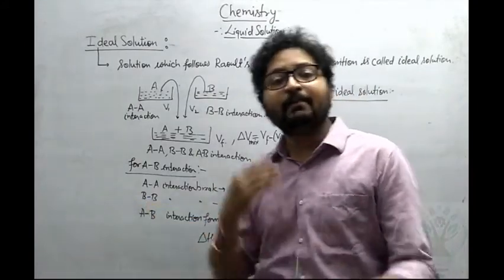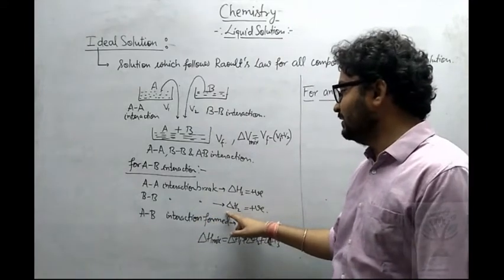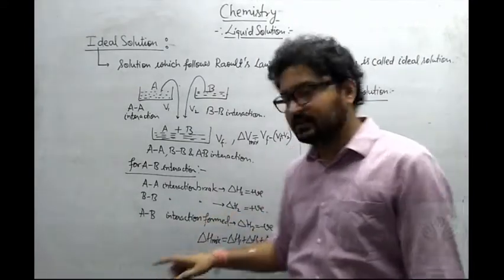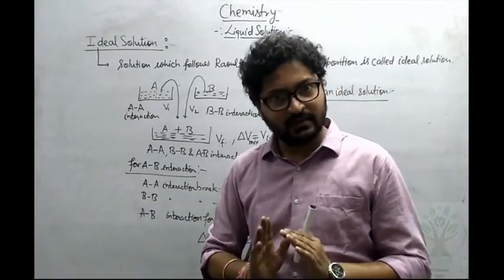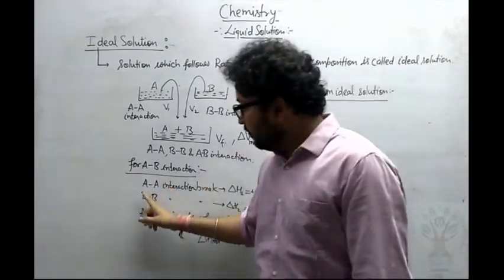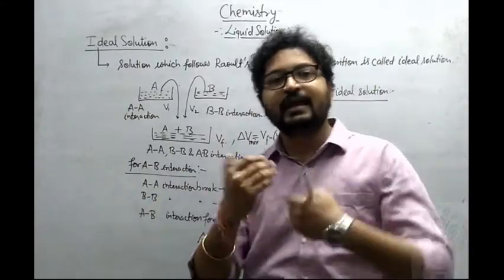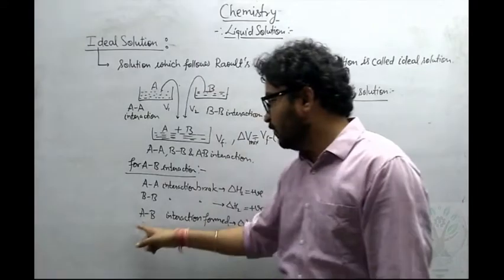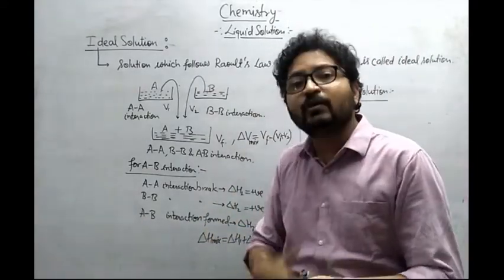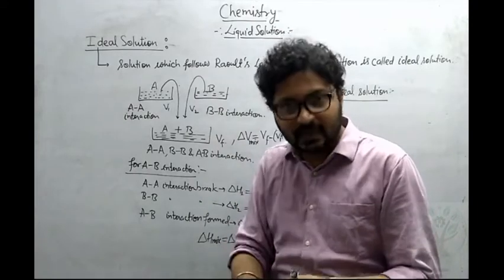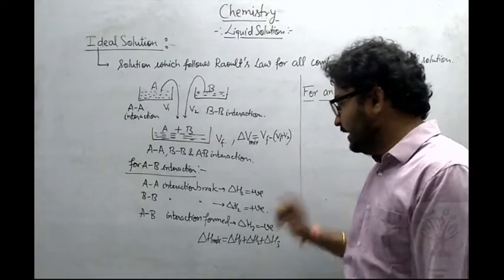Similarly, I will have to break BB interaction as well, and the energy required, the enthalpy change, let's say delta H2, is again positive. Clear? Now some A have broken their interaction and some B have broken their interaction. Now it's time for cross interaction. If you form AB interaction, energy will be released because you are forming a type of bond. So delta H3, the enthalpy change, will be negative.